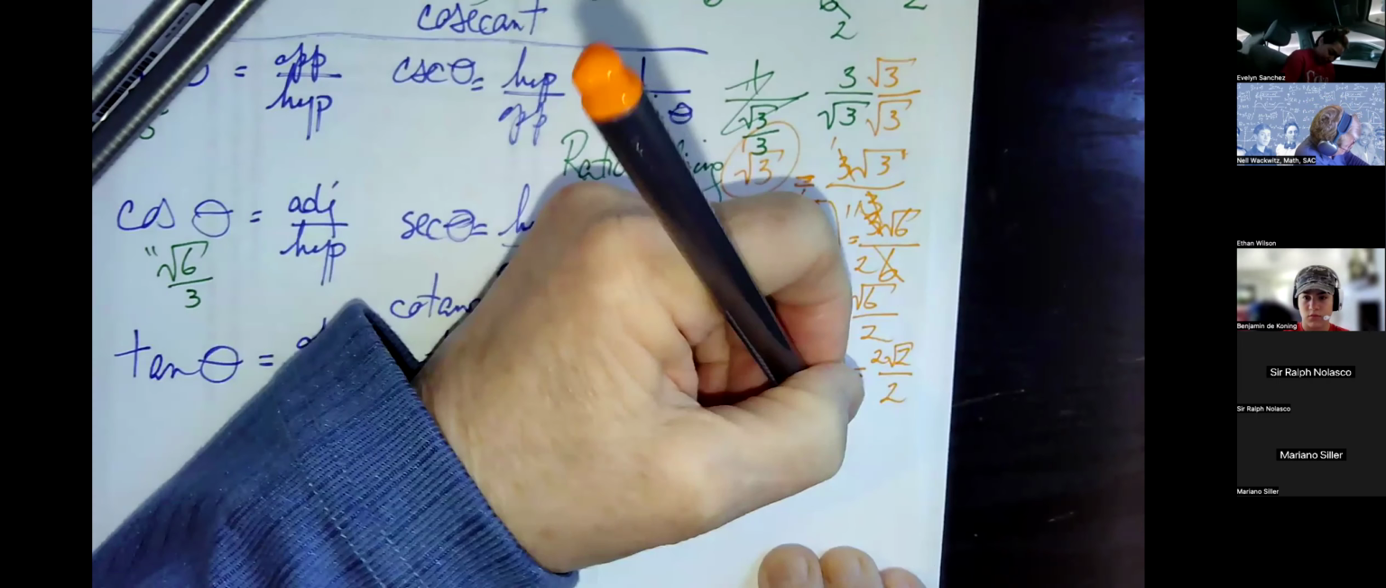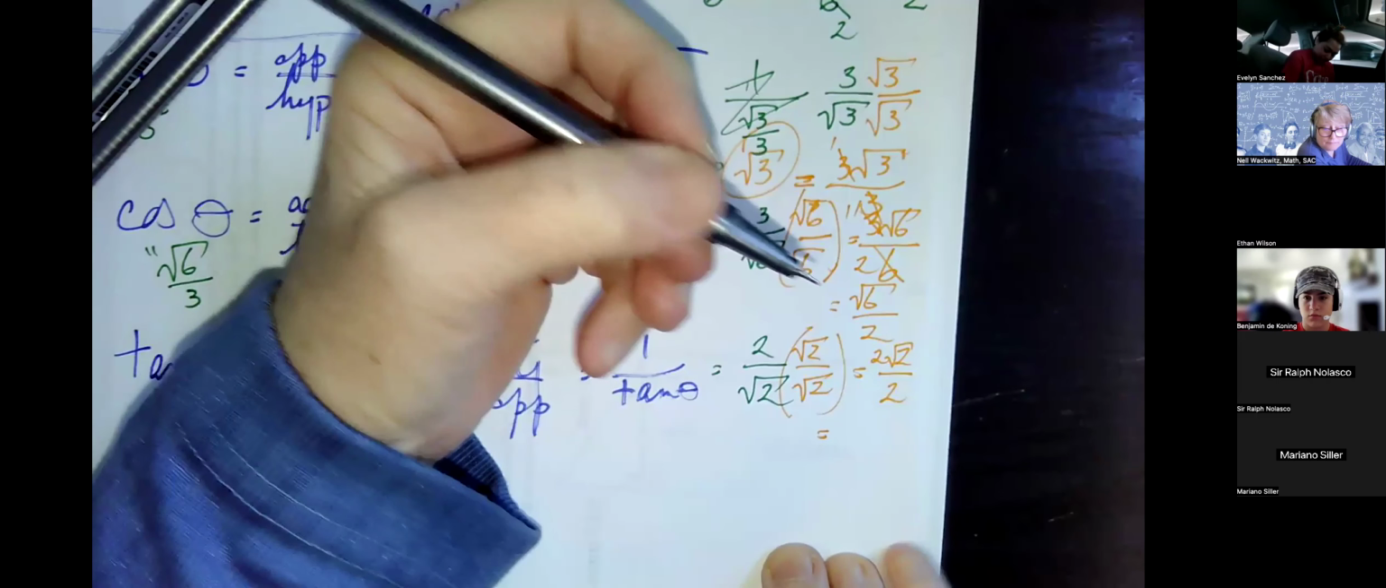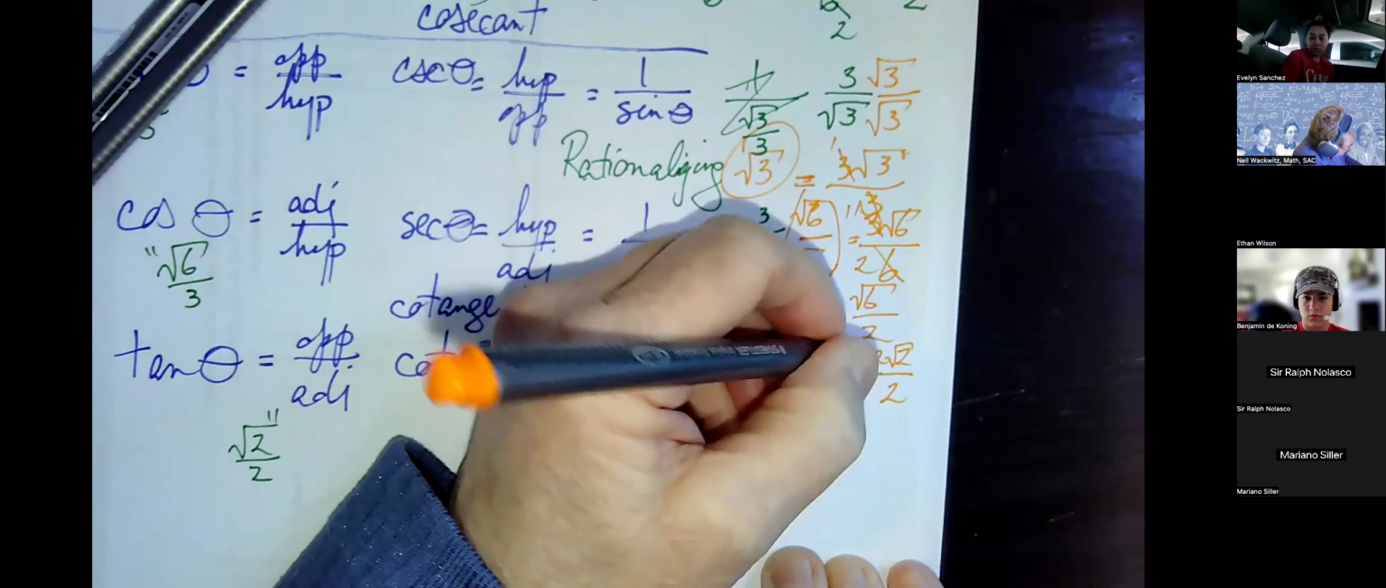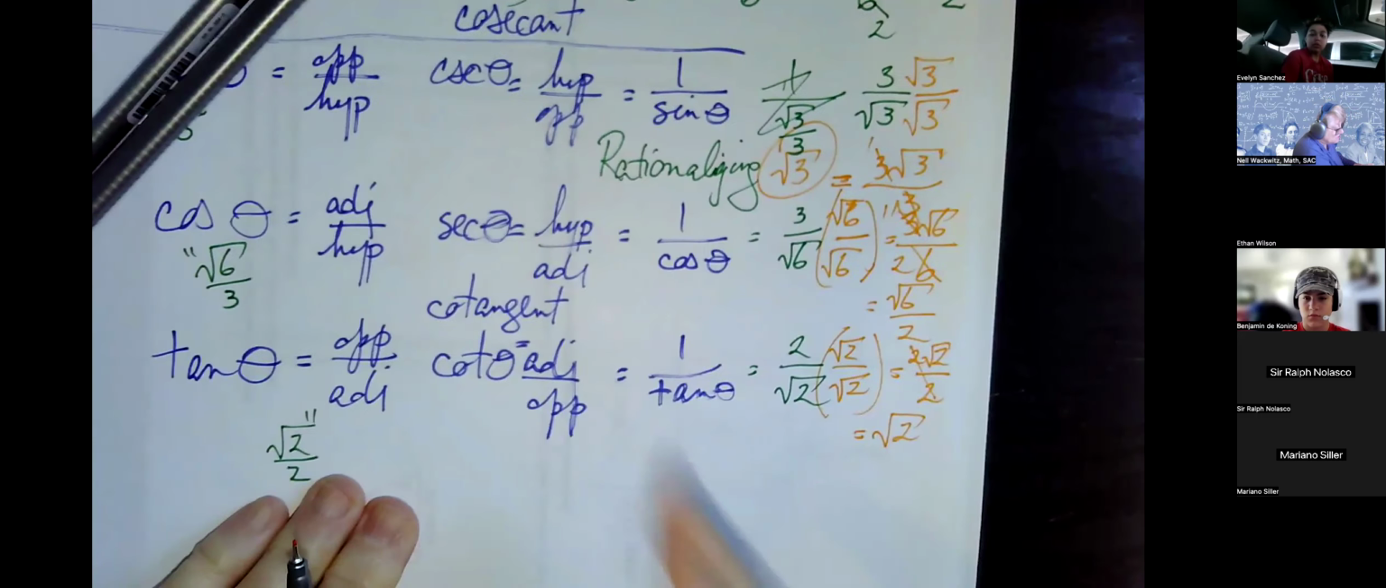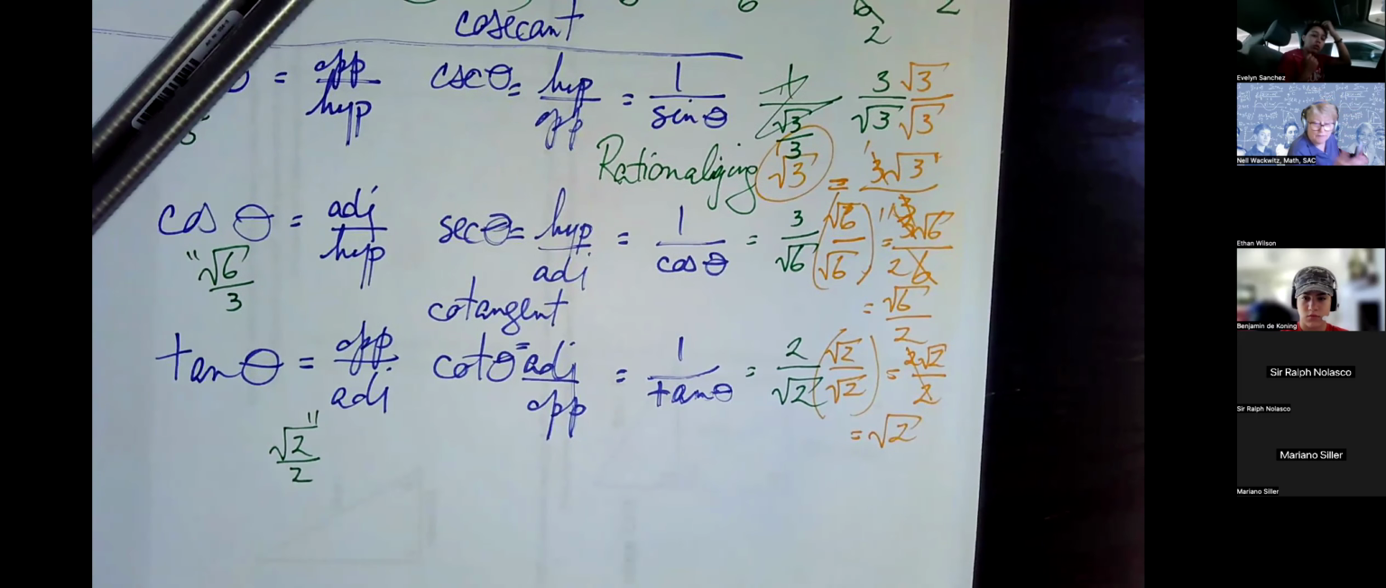Then the 2 and 2 cancel, and you put the square root of 2. 2 goes into 2 once, and the 1 in the denominator is not necessary. Yes, yay, beautiful.